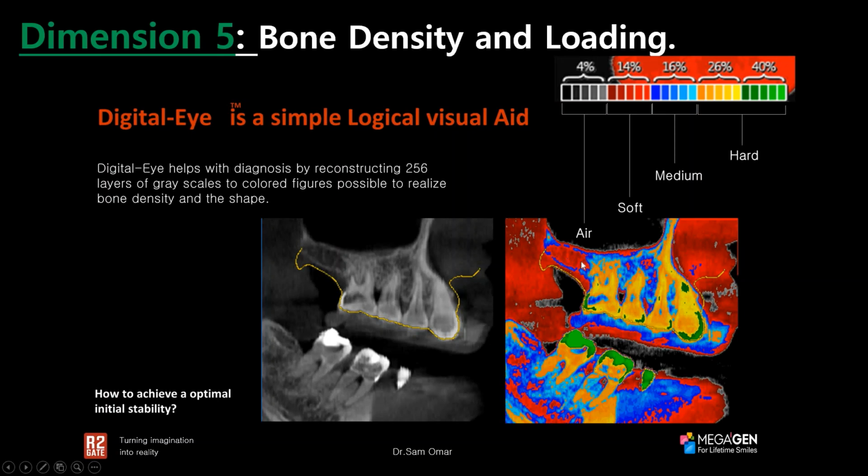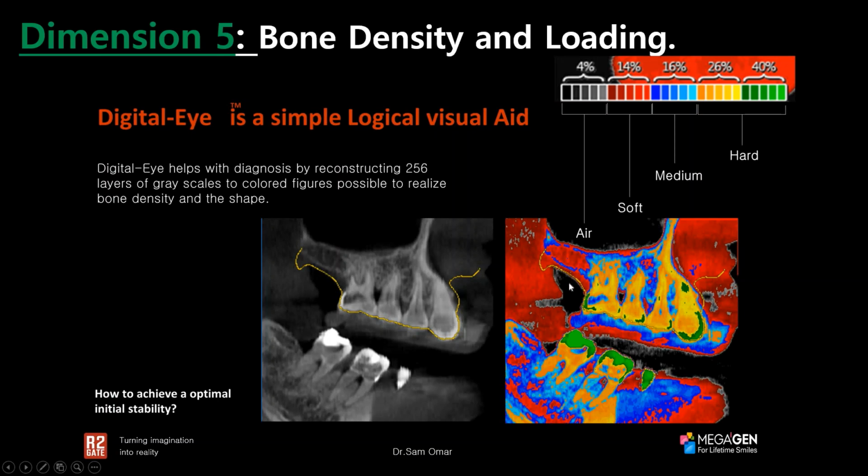But before I show you the bone density in the posterior maxilla, I need to first lay out a couple of facts. In digital eye, we have certain parameters that never change. Number one, air is always black. So here in the maxillary sinus, you'll find that the air is black.